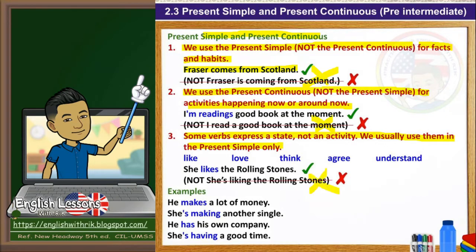Here are some more examples. He makes a lot of money. She's making another single. He has his own company. She's having a good time.